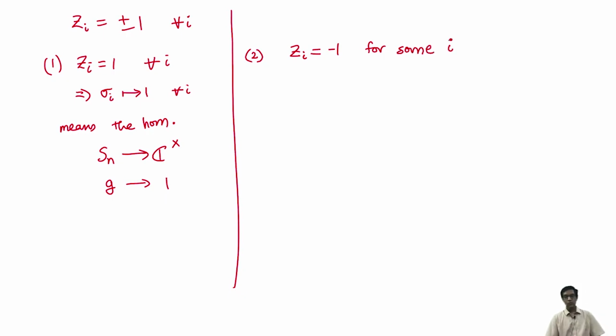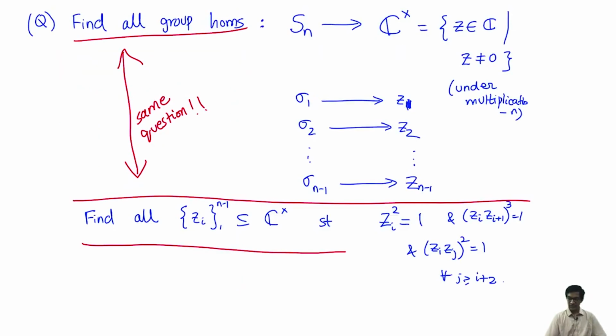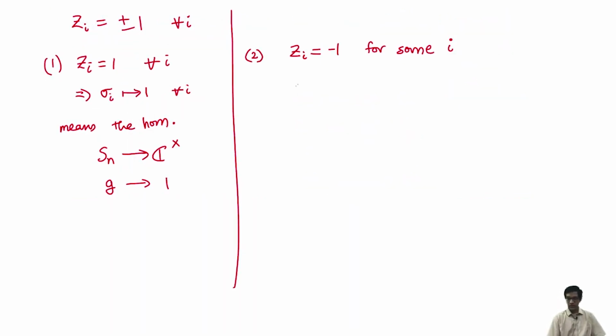Case 2, suppose Zi is minus 1 for some i, just a single i. Then I need to figure out what my choices are. Is this a valid choice of Zi? Well, at the moment I have only used one relation. I still have other relations, which are that Zi Zi plus 1 cubed is 1, Zj squared is 1, and so on. So let's try and use the cube relation. Let's look at Zi plus 1. If i is not n minus 1, then I will have something next to it, the next guy. So observe (Zi Zi plus 1) cubed is supposed to be 1. Well, what does this mean?